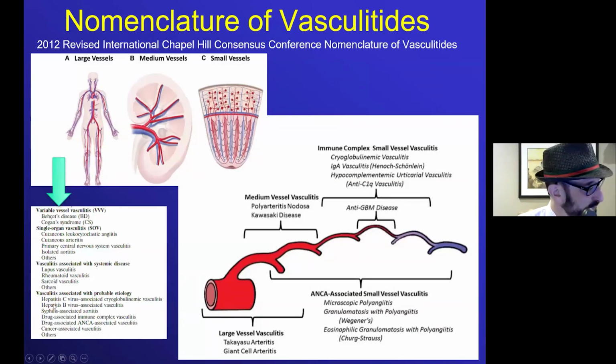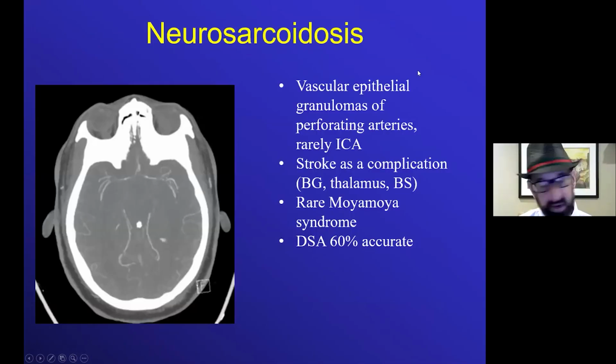So let's look at a few of these other entities. We've dealt with the non-ANCA ones and the ANCA-associated small vessel vasculitides, including GPA and eosinophilic granulomatosis with polyangiitis, formerly known as Churg-Strauss disease. Let's look at some of these other entities that we may see in neuroradiology.